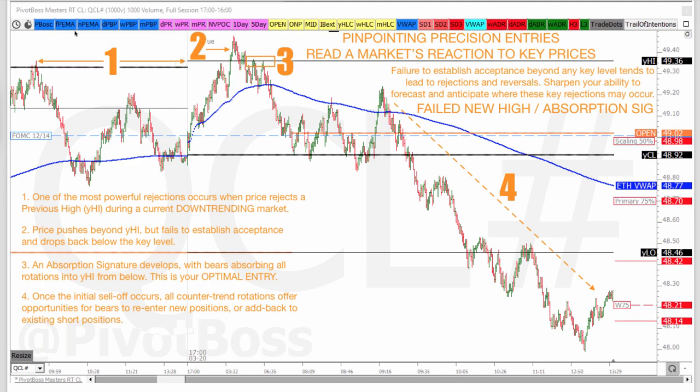And the reason I'm mentioning this one is because it's failed range expansion, and it's also an absorption signature. Those are two of the most powerful concepts that you can combine together. And that's why I'm very diligent about just being patient and waiting for those setups, waiting for that opportunity.